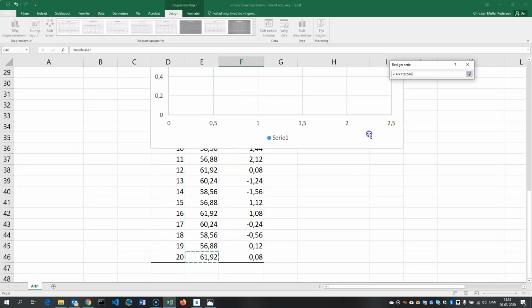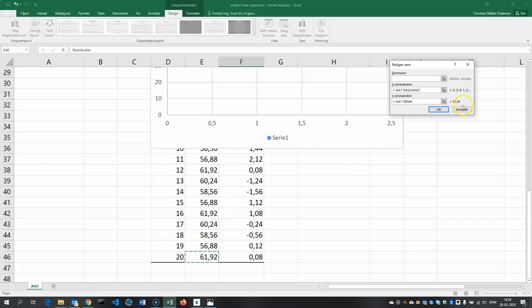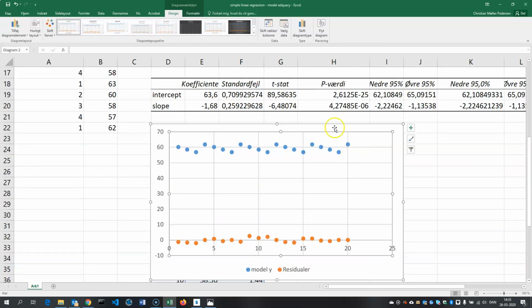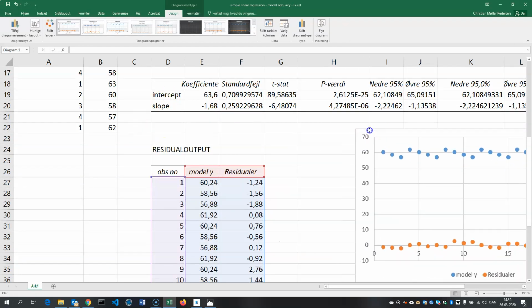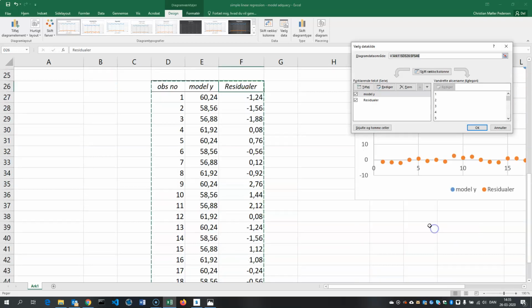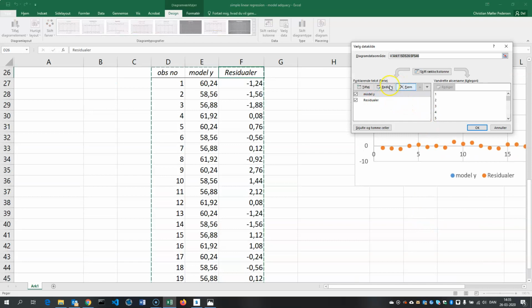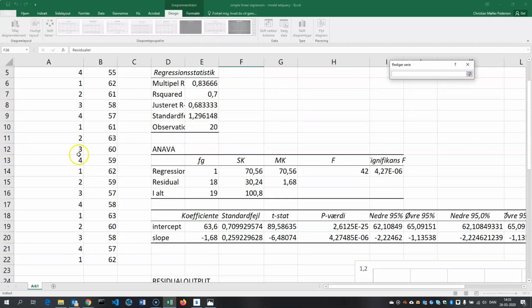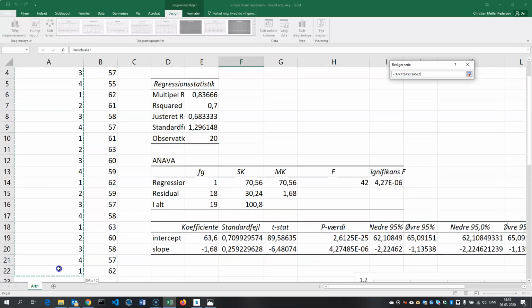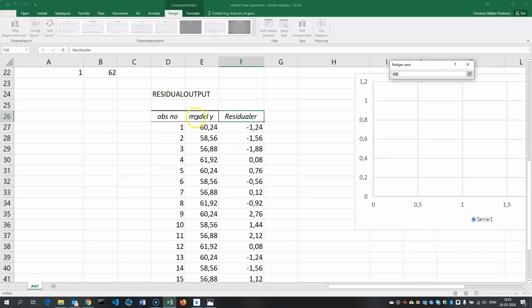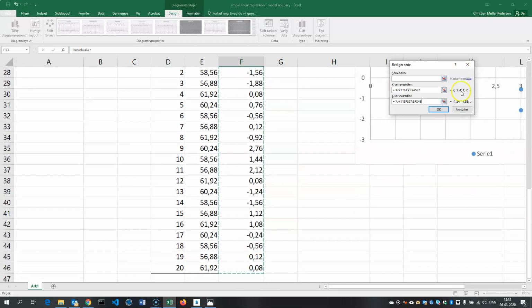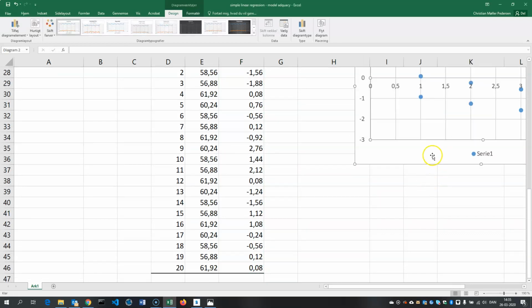Oh shoot, I can't see. Just a minute. I have to move this away here, and here we go again. X values, like that. The y values are the residuals, like that. And let's look at it.